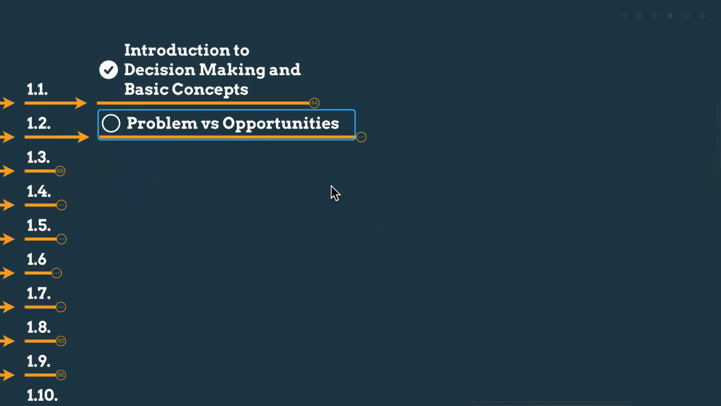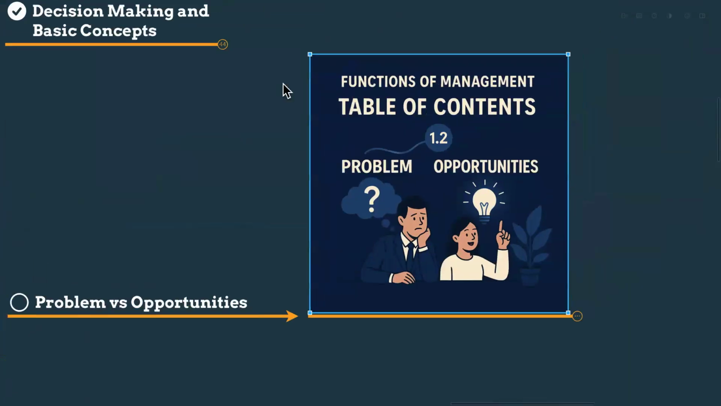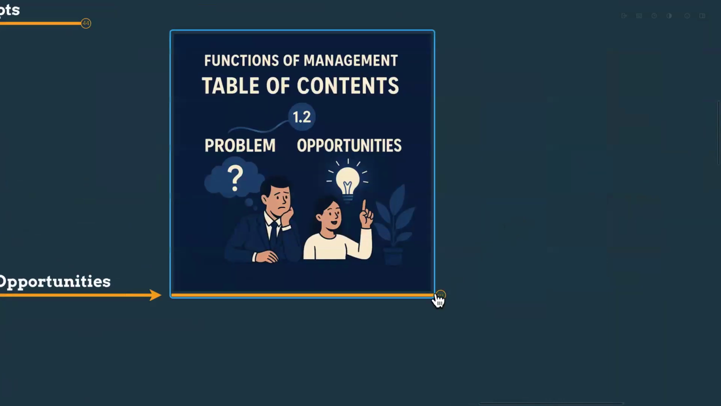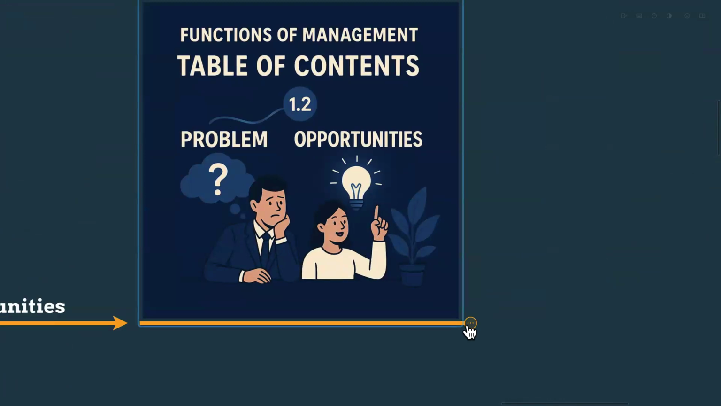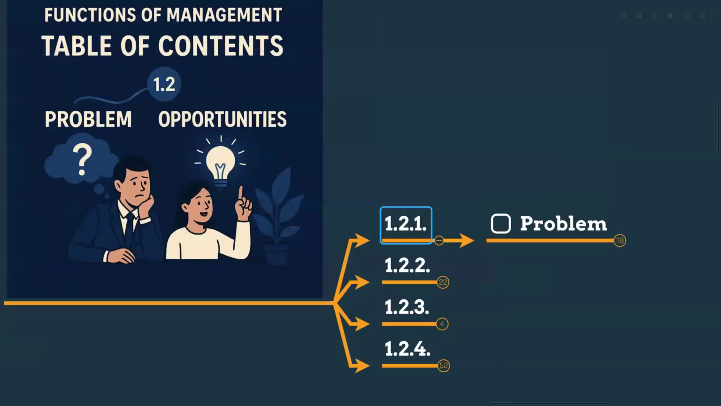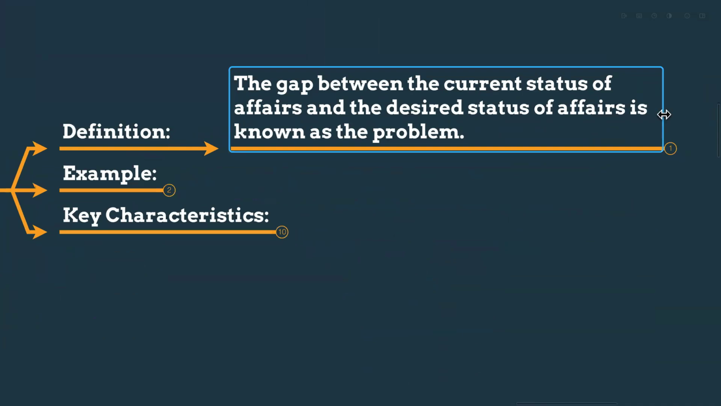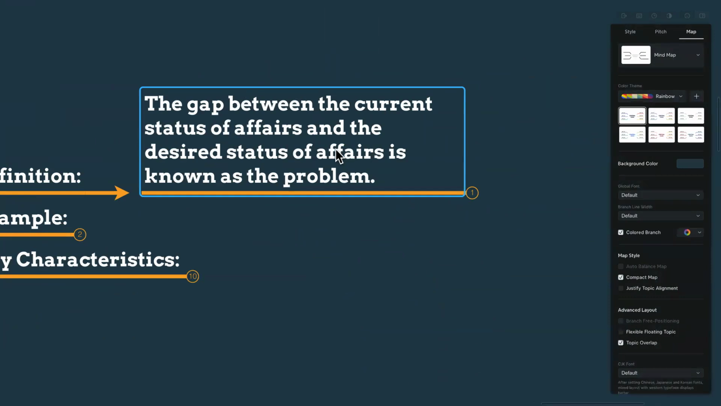And now we will consider problems versus opportunities. As I mentioned earlier, if it is a problem for society or for your customers, for the business that is an opportunity to do business, to make profit, right? So first, let's learn about the problem. The definition of a problem is the gap between the current status of affairs and the desired status of affairs.